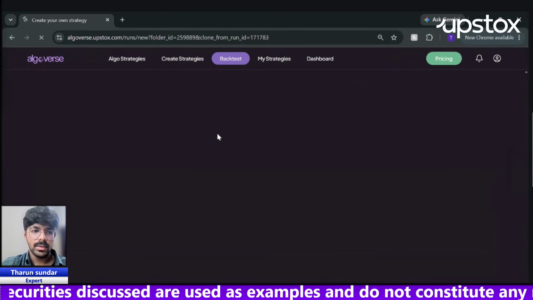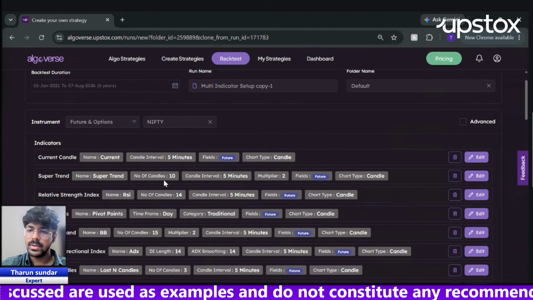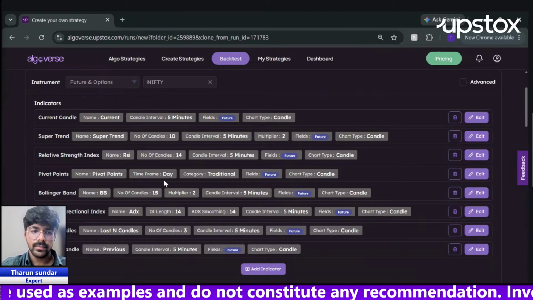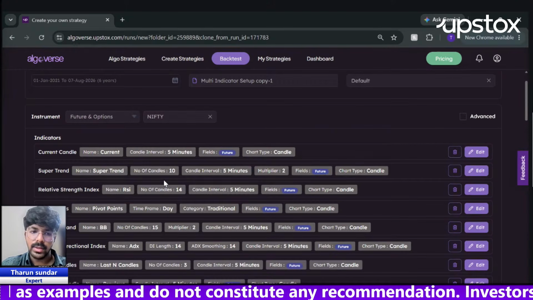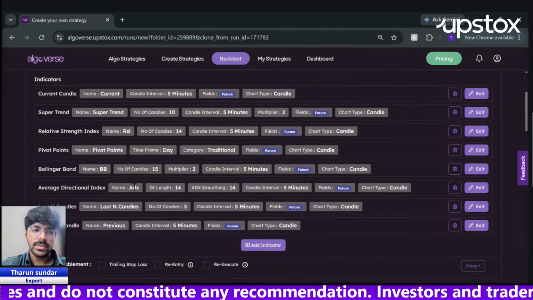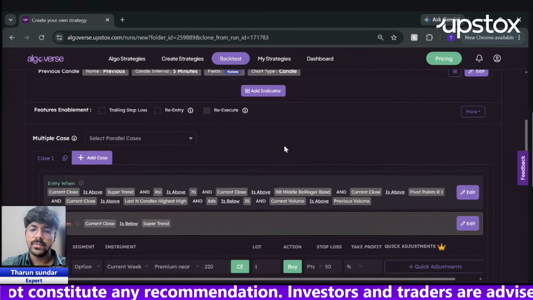And as I told, this particular setup that we saw at the last was to show what is capable, what is possible in Algoverse and how much of a capable platform it is. So we started with, let's say, one or two indicators, but in Algoverse, you guys can configure any number of indicators and any set of entry conditions.